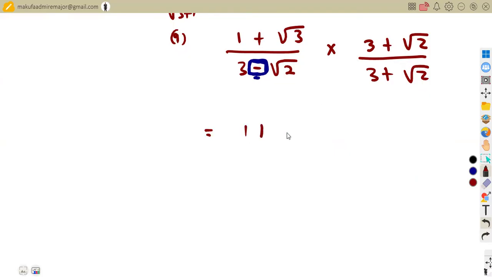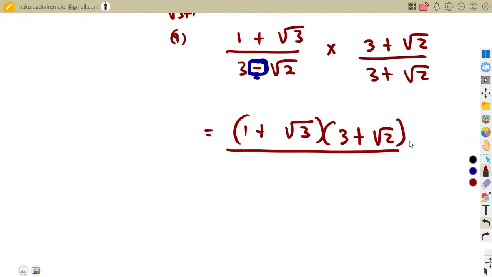It's like we've got 1 plus the square root of 3, just like open bracket, and you have 3 plus the square root of 2, 3 plus the square root of 2 like this. Everything is affected. Everything. All right.